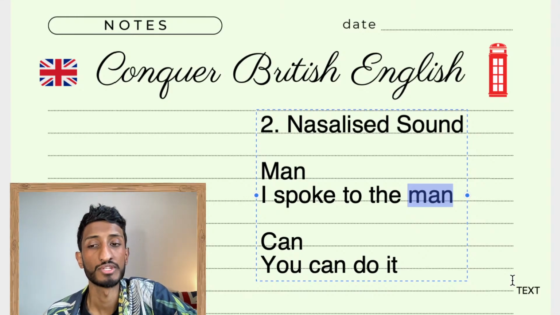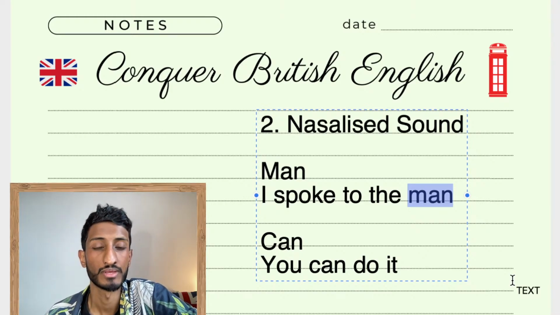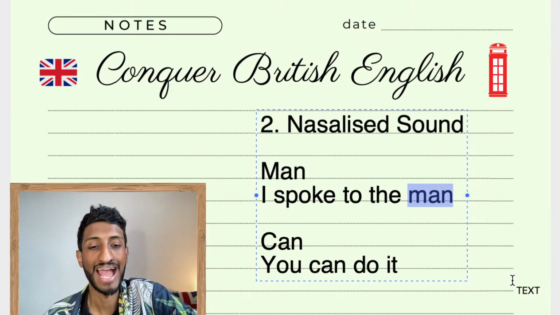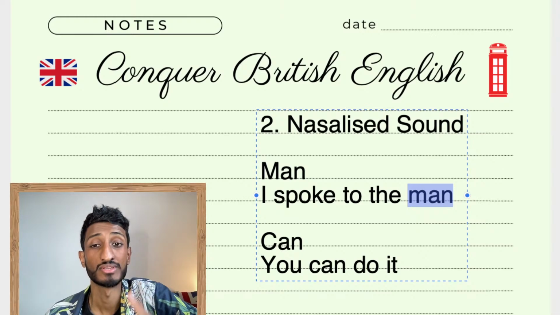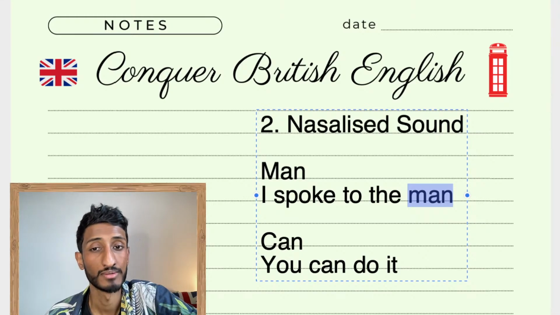So I want you to practice getting lots of air through your lungs and saying ah quite loudly. Try that for me. So it'd be I spoke to the man. Man, I spoke to the man. In the Indian accent, it would be I spoke to the man.